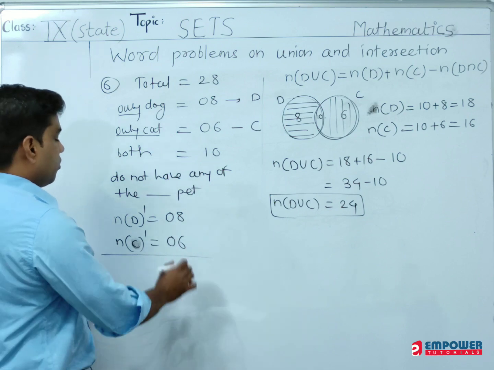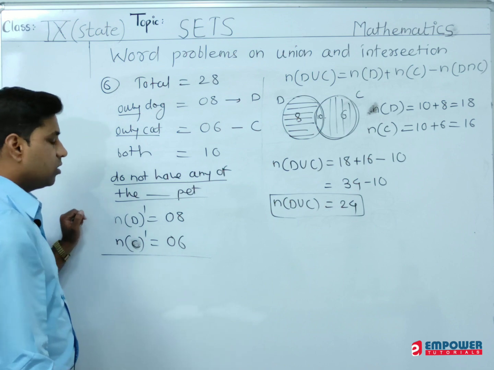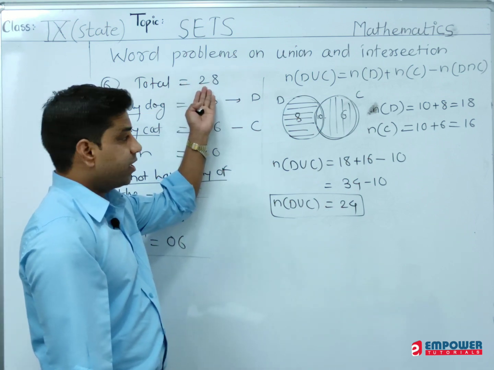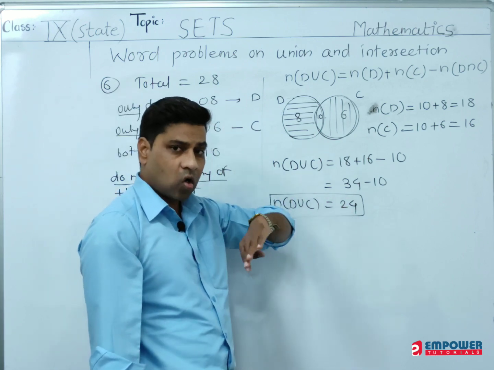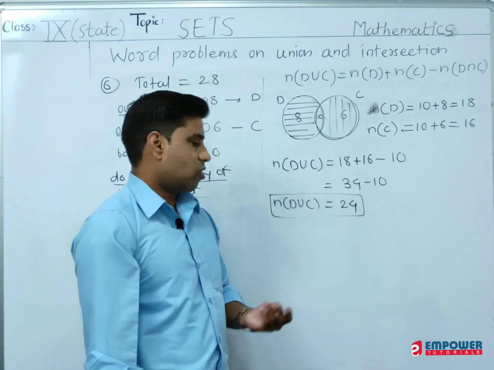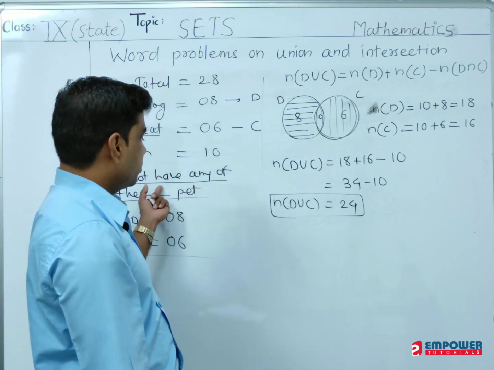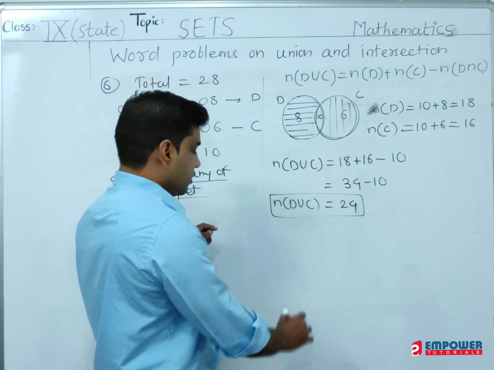Our main question is we have to find the number of students who do not have any of the animals as their pet. So what is the total number of students? 28. What is the 24? It is the number of students who have either a dog or a cat as their pet animal. So how do we find the number of students who do not have any of the animals? It's very simple, total minus this.